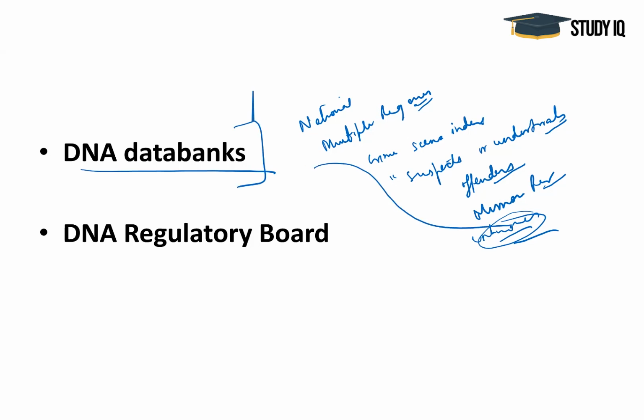Now, the other is the DNA regulatory board. The regulatory board will comprise 12 members. Some of them will be experts in the field of biological sciences, whereas the others will be the Director General of the NIA, the director of the CBI, the heads of the Centre for DNA Fingerprinting and Diagnostics and the Central Forensic Science Laboratory, and a member of the National Human Rights Commission.